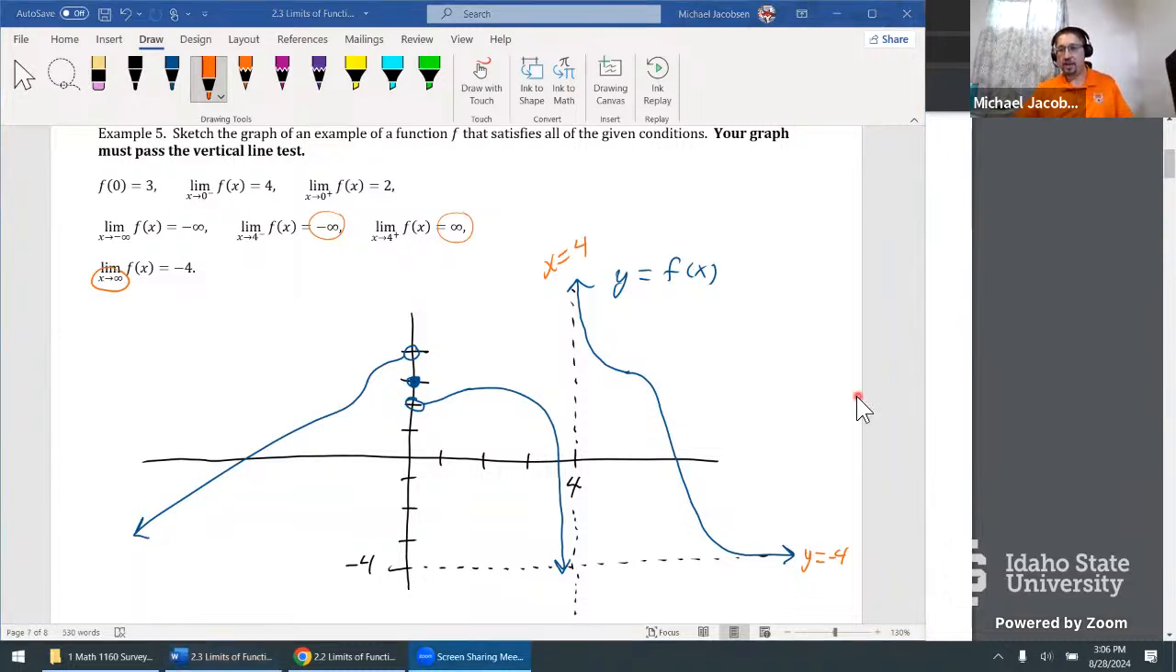Macy says, would 0 be an asymptote if the solid circle wasn't there? It wouldn't be an asymptote unless we had something like, say, let's take out that solid dot just temporarily. Oh, that's a Control Z on that one. There we go. So if we took out that solid dot, we still wouldn't have a vertical asymptote unless we had something like this going on.